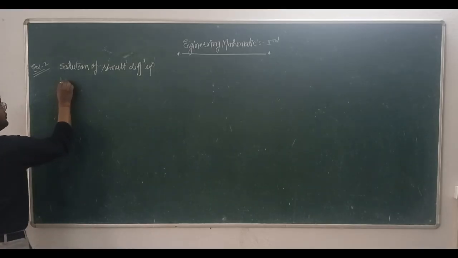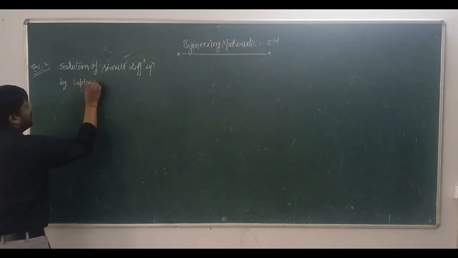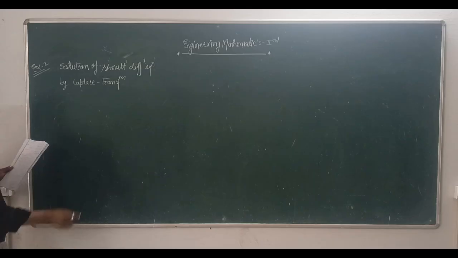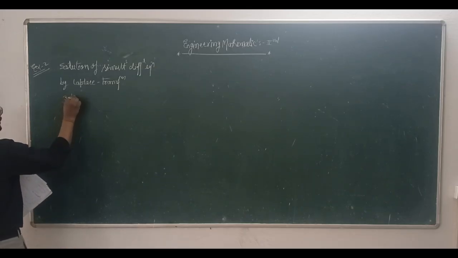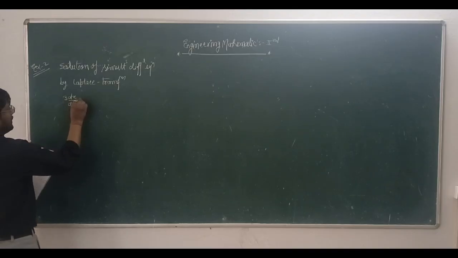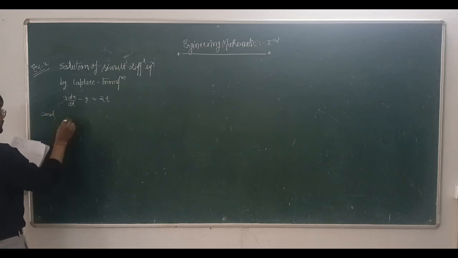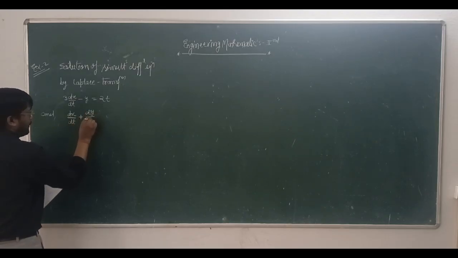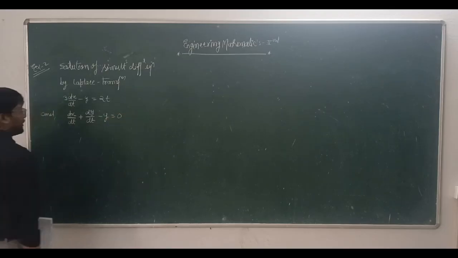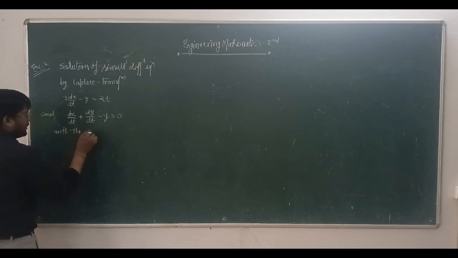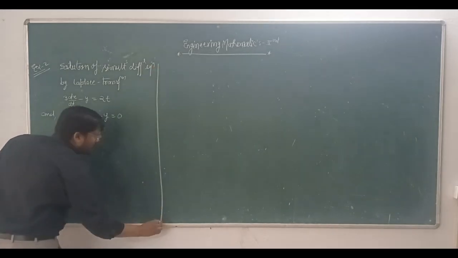Solution of simultaneous differential equation by Laplace transform: 3 dx upon dt minus y is equal to 2t and dx upon dt plus dy of dt minus y is equal to 0 with the condition. Now you can note down this numerical.